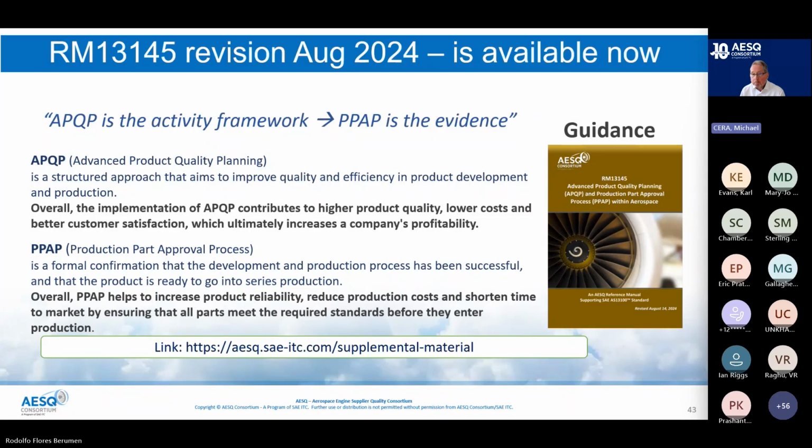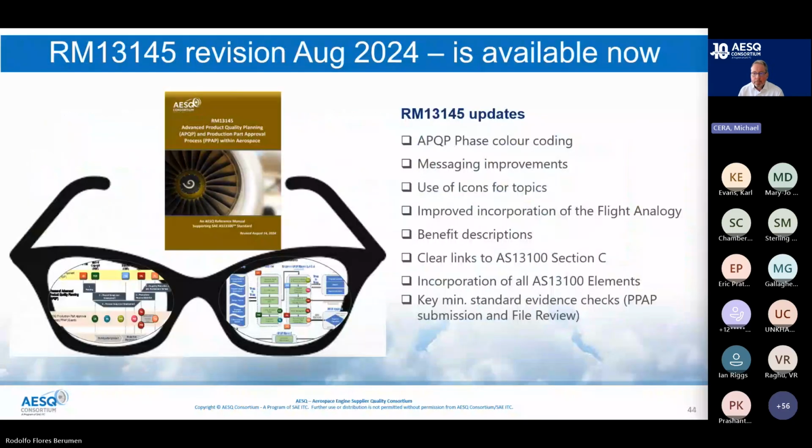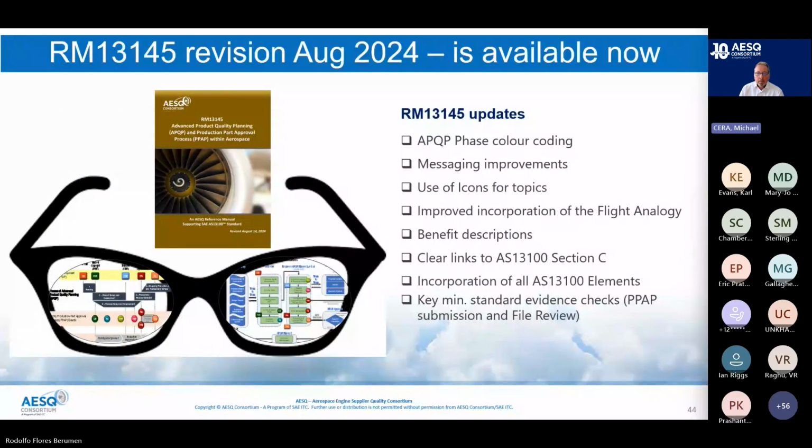Since APQP forms the backbone for AS13100, here's also the link to the ASQ page with all reference manuals for the AS13100 application. The reference manual was newly published in August 2024. With the reference manual 13145 updates: APQP phase color coding, messaging improvements, use of icons for topics, improved incorporation of the flight analogy, benefit descriptions, clear links to AS13100 section C, incorporation of all AS13100 elements, key minimum standard evidence checks, that means PPAP submission and file review. It supports the implementation efforts of the APQP and PPAP standard.